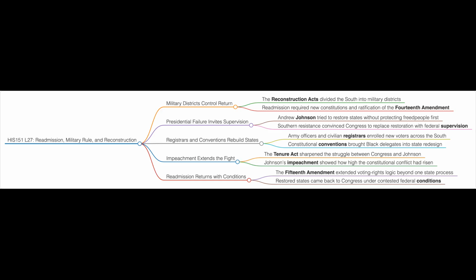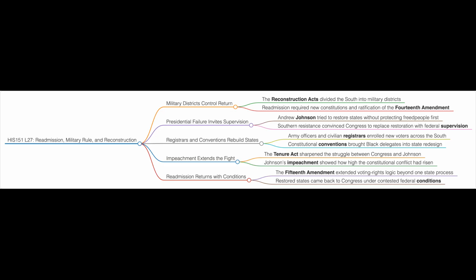Readmission also intersected with the struggle over the presidency. Andrew Johnson opposed congressional Reconstruction and tried to weaken it through appointments and removals. Congress responded with the Tenure of Office Act in 1867, attempting to restrict the president's ability to dismiss certain Senate-confirmed officials without Senate approval. The immediate flashpoint became Secretary of War Edwin M. Stanton, who aligned more closely with congressional policy. When Johnson tried to remove Stanton and appoint Lorenzo Thomas in his place, the House impeached him in February 1868.